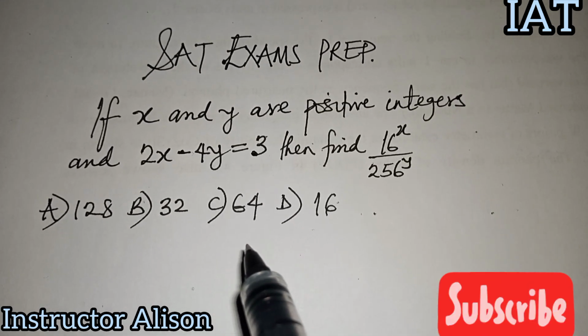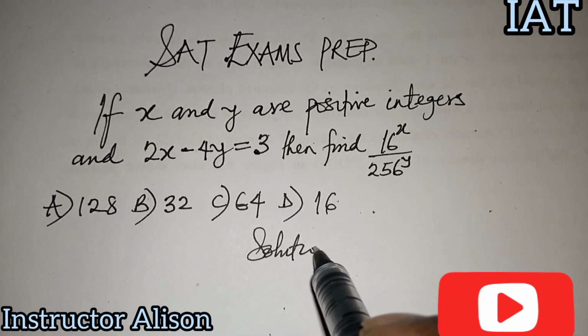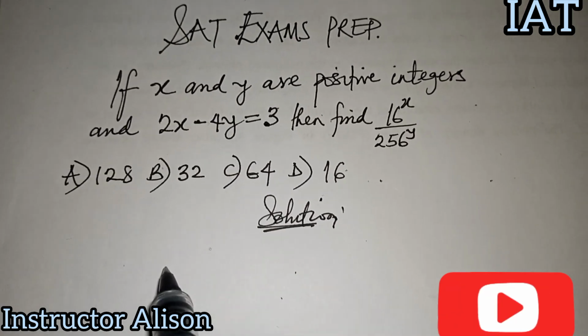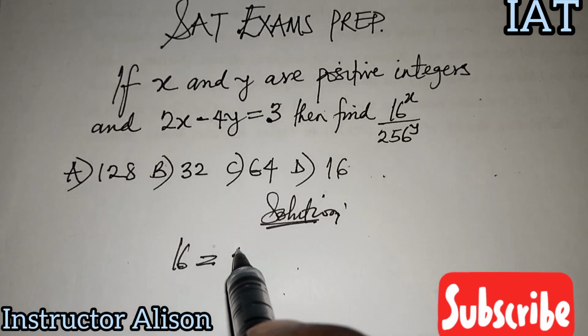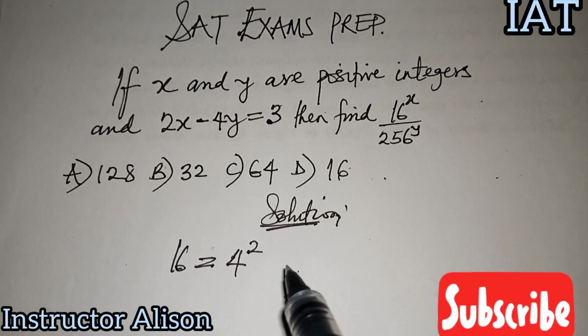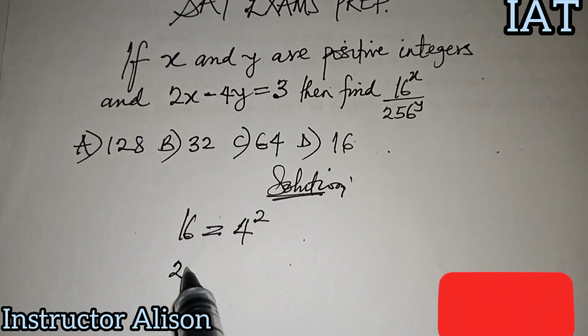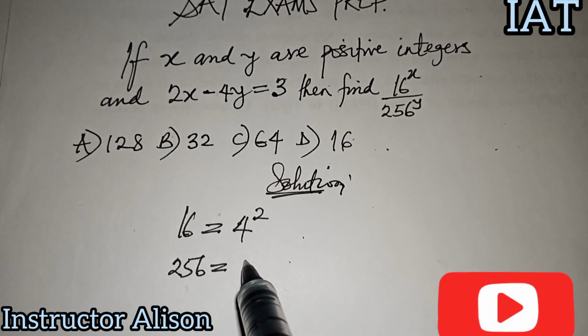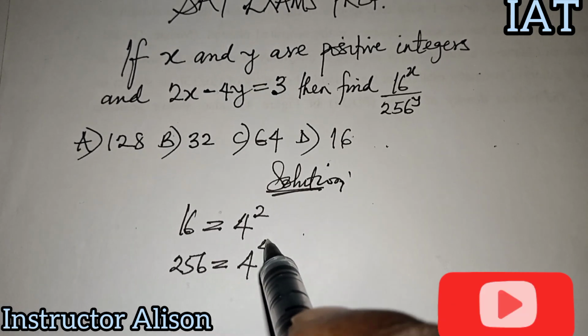So what do we need to do? Firstly, we need to understand that 16 itself could be reduced to 4 to the power of 2, and also 256 could be reduced to 4 to the power of 4.